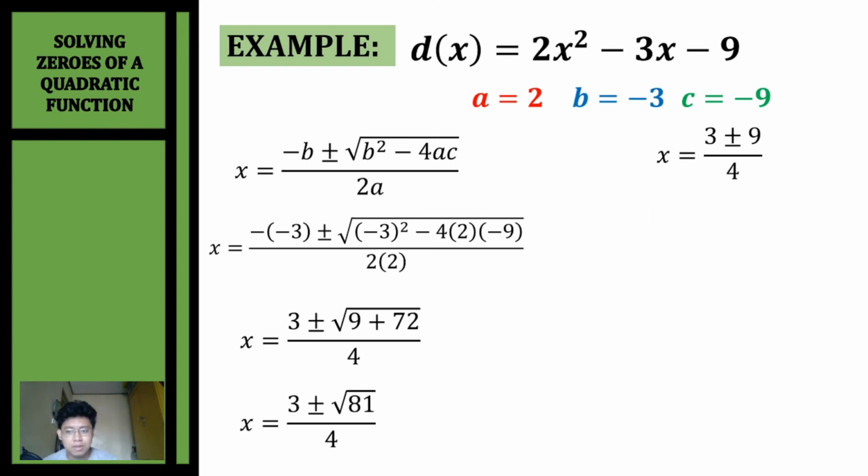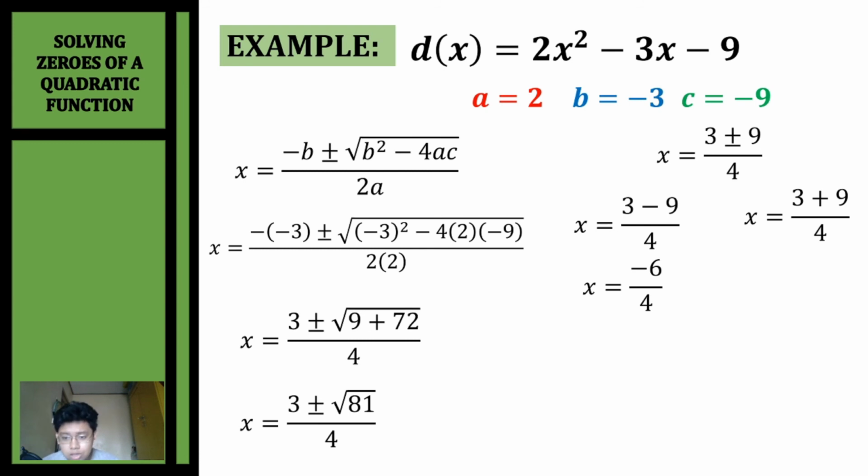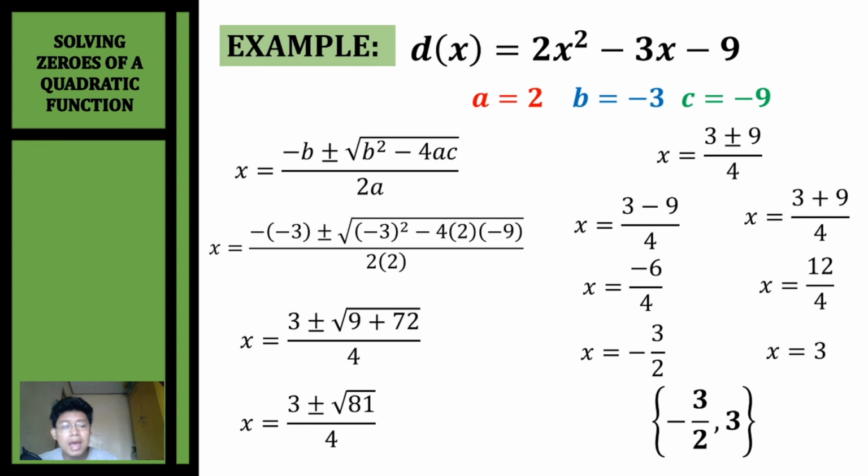So we will have x is equal to 3 plus or minus 9 all over 4. Now, we will have two operations for our numerator. The first one is x is equal to (3 minus 9) all over 4, and the other one is x is equal to (3 plus 9) all over 4. So let's simplify our first equation. We will have x is equal to negative 6 all over 4, and simplifying that, x is equal to negative 3 over 2. While on the other equation, let's combine like terms, we have x is equal to 12 over 4, and simplifying that, x is equal to 3. So the zeros of our quadratic function are negative 3 over 2 and 3.